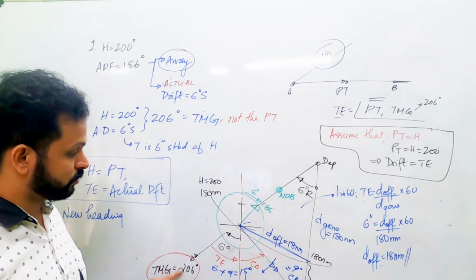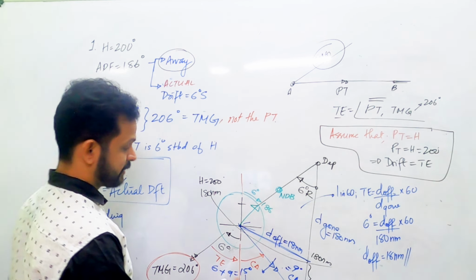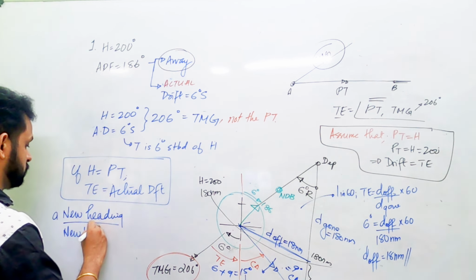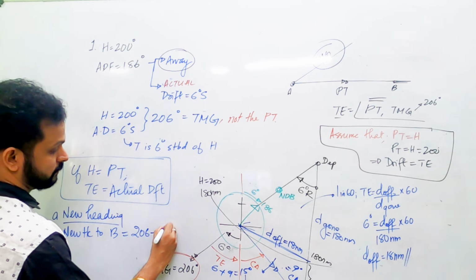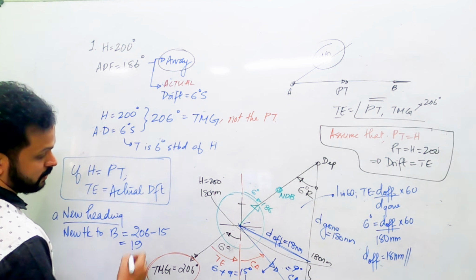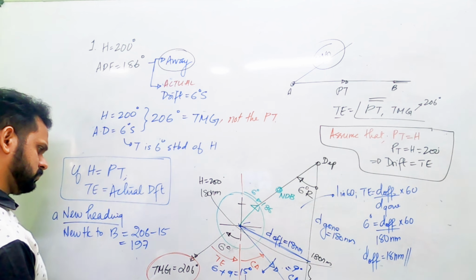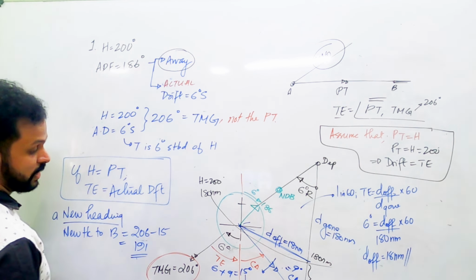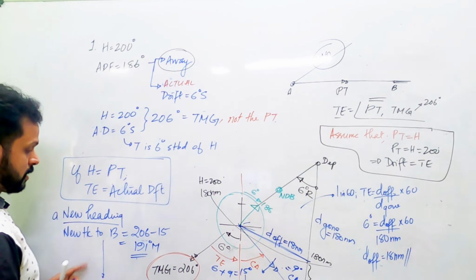So if this is 206, 15 degrees in the anti-clockwise direction, what's the new track? 206 minus 15, right? So 191. New track to destination B is equal to 206 minus 15. How much is that? 191. 191 degrees magnetic. Now, if you have the track, how will you find the new heading?